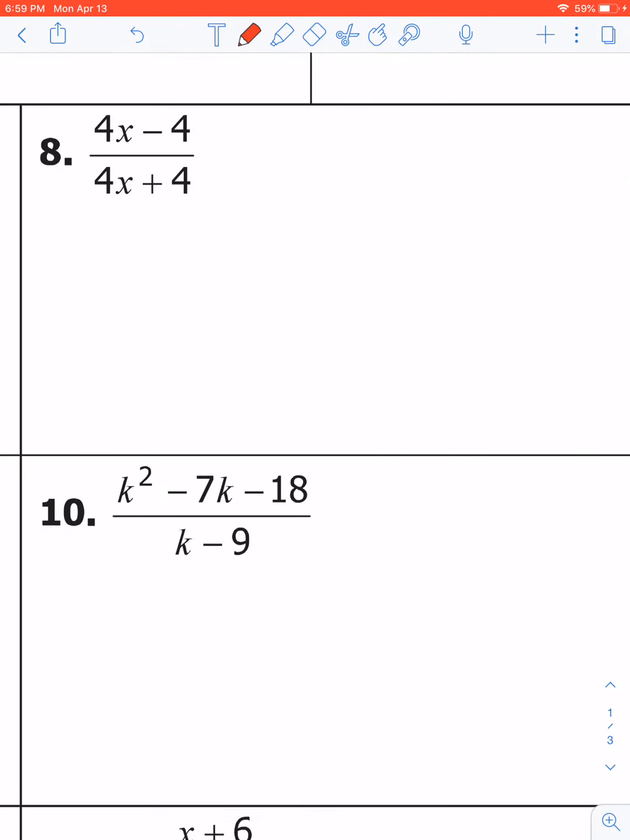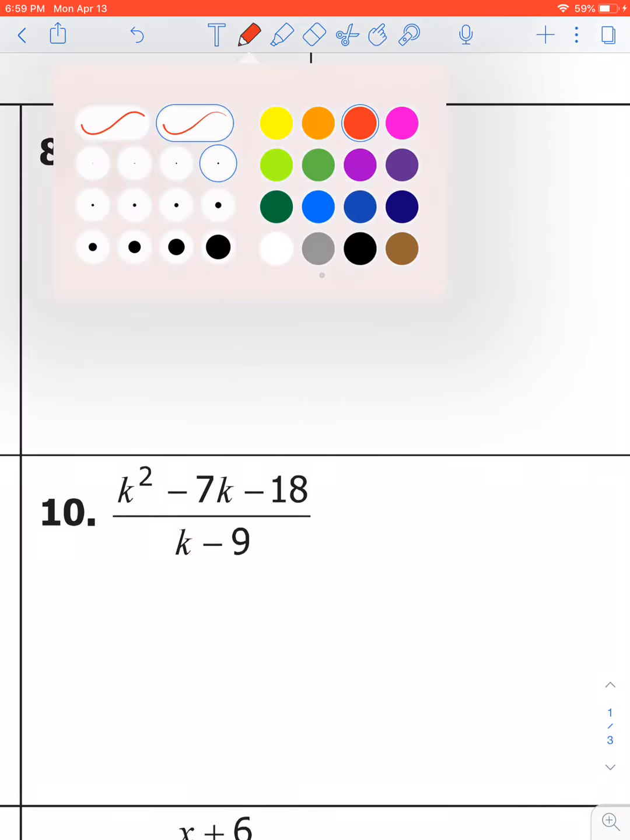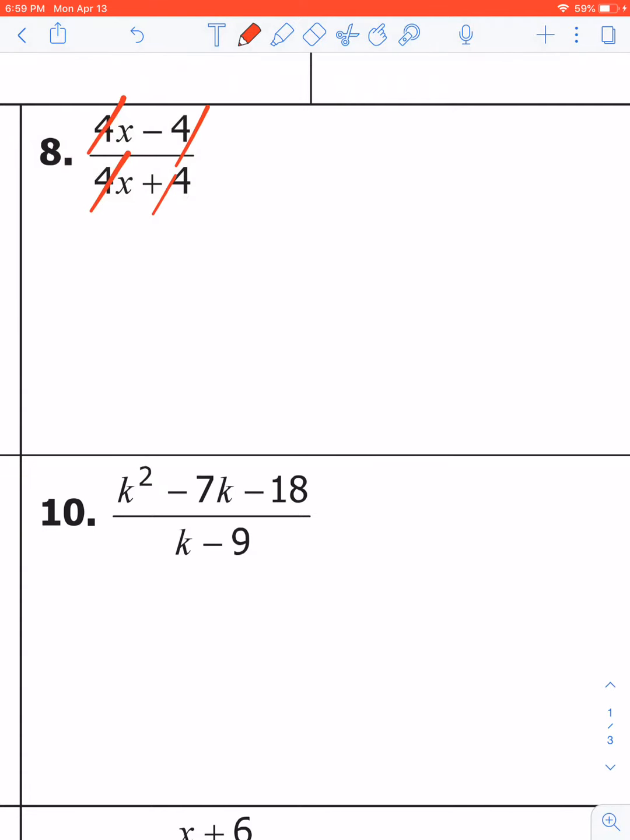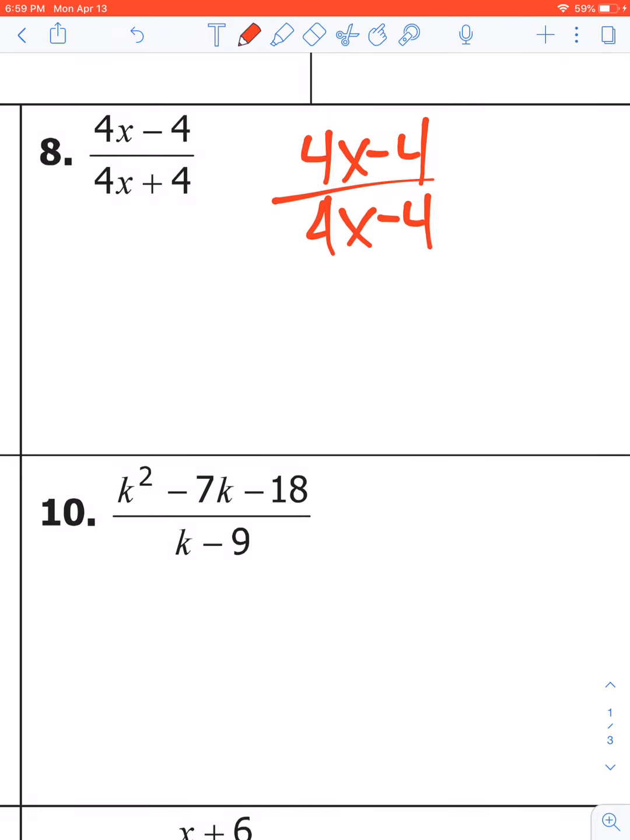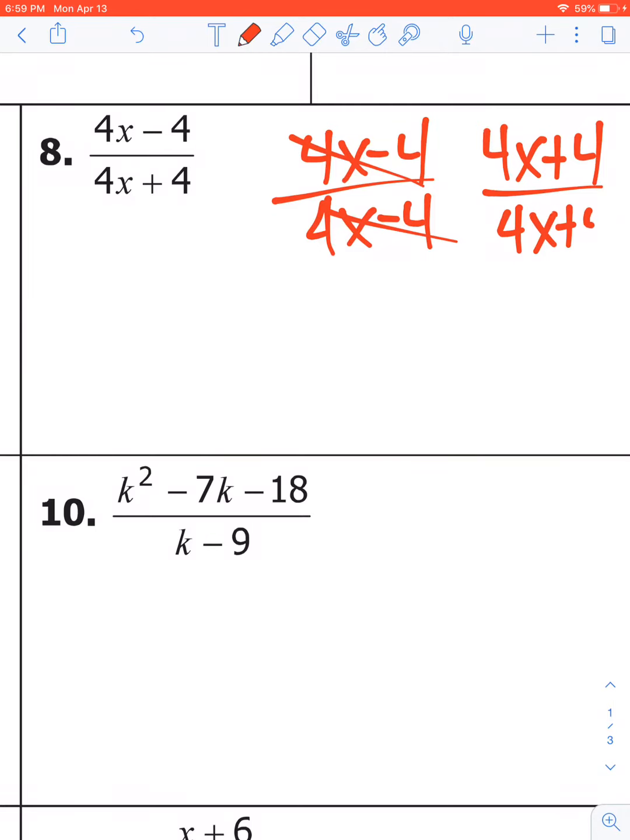4x minus 4 over 4x plus 4. I cannot stress this enough. You cannot just start canceling. You may not do that. Why? Because you have a minus and a plus. Those operations mean that these are not monomials. They are binomials. So the only way I can cancel out a 4x minus 4 is if there's a 4x minus 4 on bottom. Or how can you cancel out a 4x plus 4 over a 4x plus 4? That's the only way that they cancel, friends.